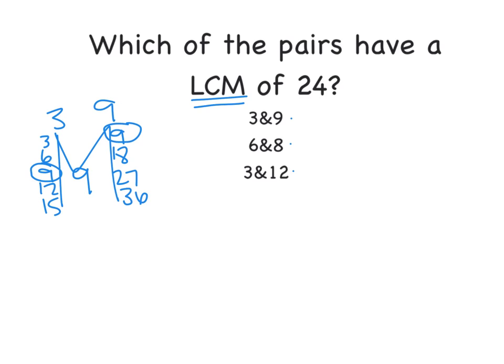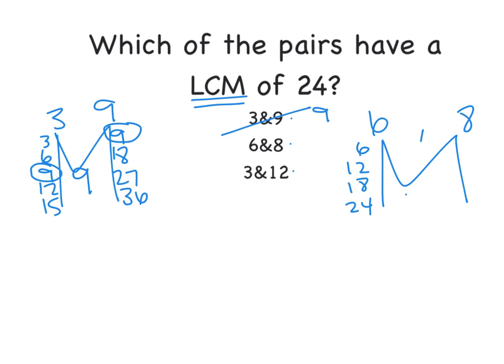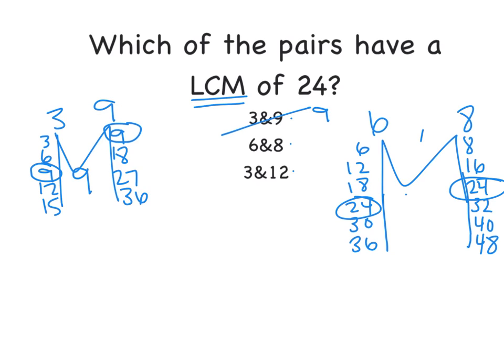Okay, let's look at the next one because it's not the first one. That first one's LCM is 9. Let's look at 6 and 8. I have 6, 12, 18, 24, 30, 36. I need to make my M a little bigger. I have 8, 16, 24, 32, 40, 48. Let's circle any numbers that they have in common. And actually, all I see is 24, and that is the least common multiple. So it looks like it's this one.